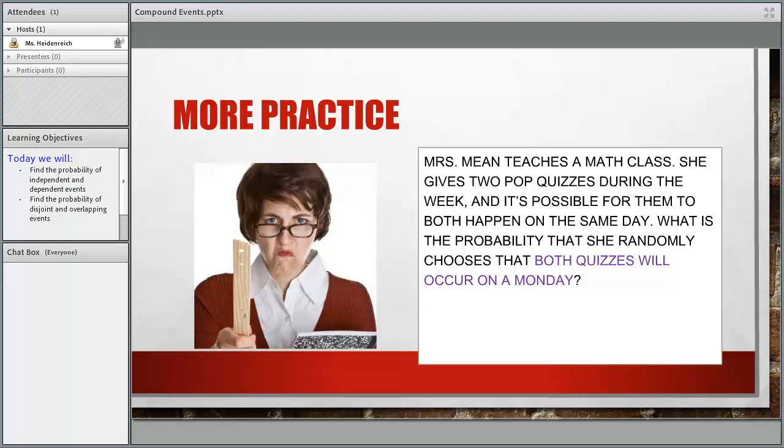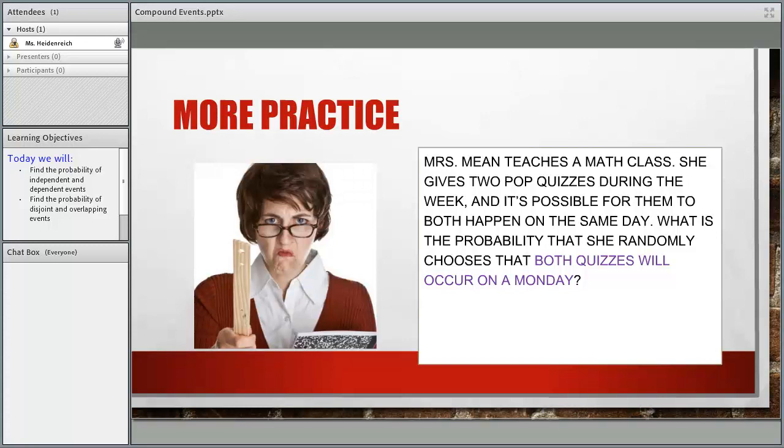We're going to have to find the probability of each one. And so what's the probability that both of them will happen on a Monday? Well, these events would be independent, actually, because you can pick the same day twice. It's kind of like replacing the day when considering what day you want to pick.